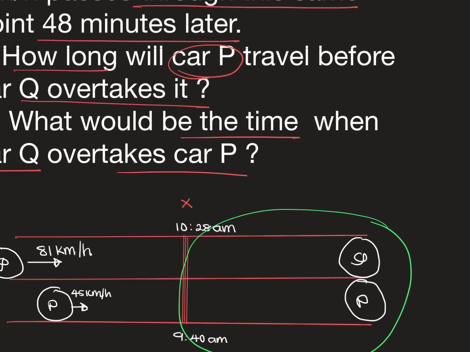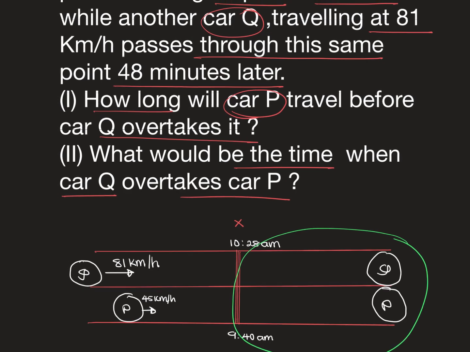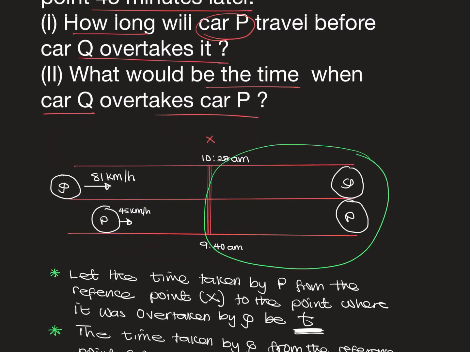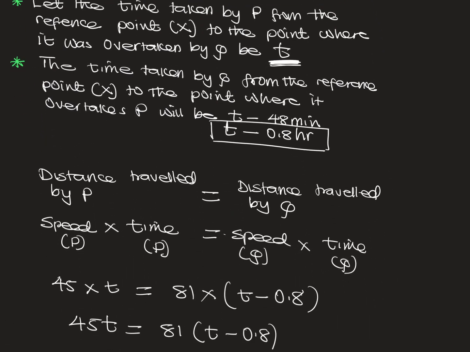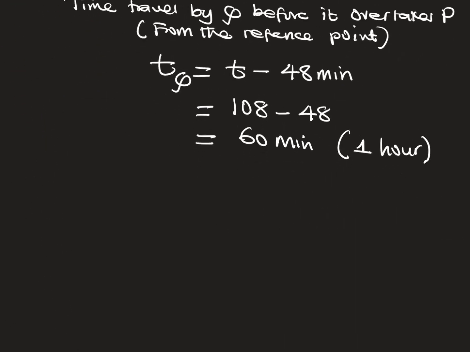So let's move to the final question. It says, what would be the time when Q overtakes P? Okay, so it is asking us the time here. What I can do is simple. I can take this time, then add it to the time that P has traveled, or take this time traveled by Q, add it to the time traveled by Q from this point to this point. We are supposed to get the same answer. So let's do that.